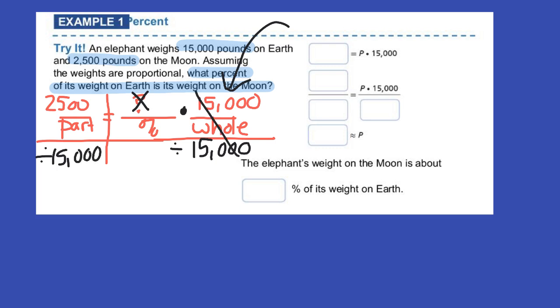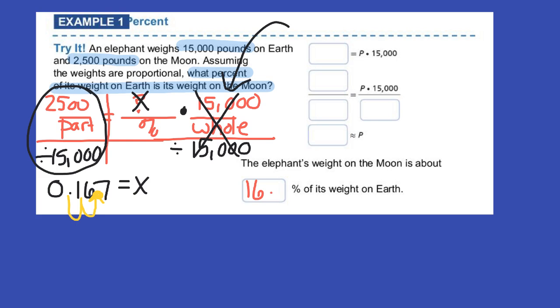15,000 divided by 15,000 goes away. I'm going to bring down my x, bring down my equal sign, and I have to use a calculator for that. 2,500 divided by 15,000 gives me a decimal. But do you remember how to change that into a percent? We're going to move that decimal 2 places to the right, and my final answer is 16.7%.